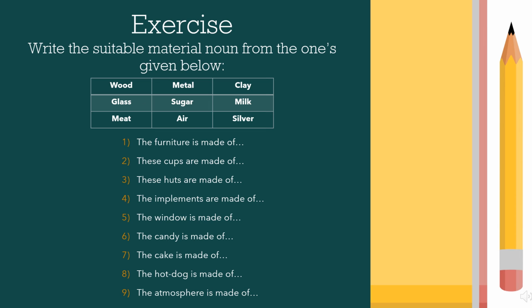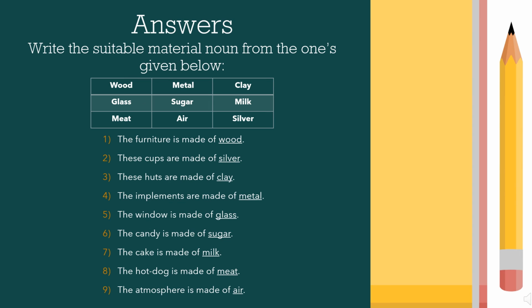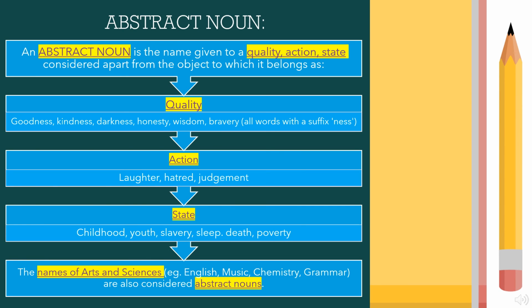Once again, pause the video and do this exercise and you will find the answers in the next one. Hope you got your answers right. It's time to move on to the final kind of noun, that's called the abstract noun. The last kind of noun is the abstract noun.